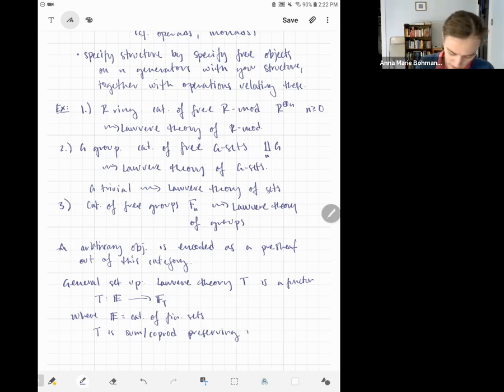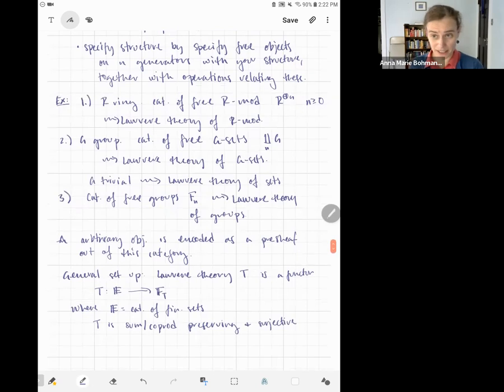And I also require that it be surjective on objects, which is kind of a crazy thing from a categorical perspective, but really what it's telling me is that for every n, I have the free thing on n generators, surjective on objects. So this is a way of formalizing the idea that in my category, I just have a thing for every natural number, and that thing is going to represent the free whatever on that many objects. That's what's going to happen.